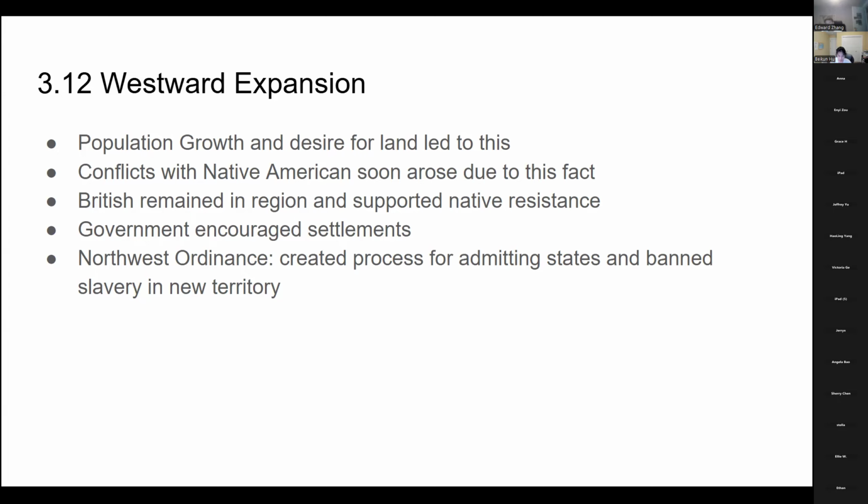And the Northwest Ordinance is an important vocabulary term to know. It was the thing that created the process for admitting states. And the goal of this was it banned slavery in the new territory. The Northwest at this time, if you remember, was Michigan, Illinois, this area. So the Northwest Ordinance created that state admission process.